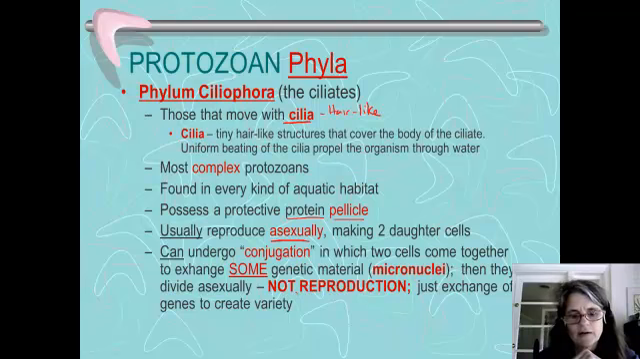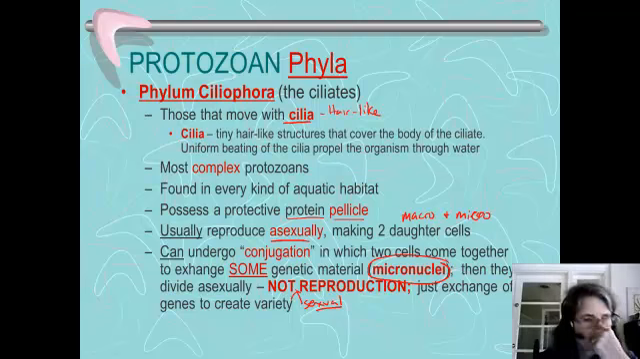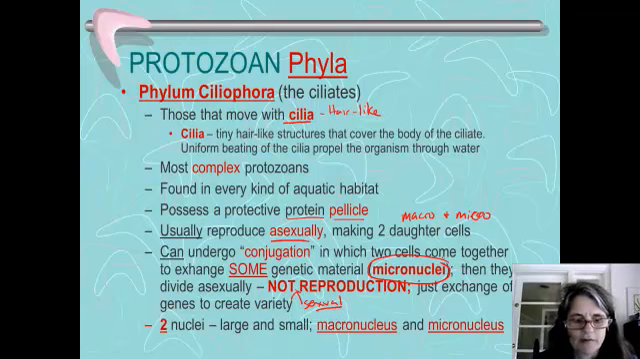I should have written here, this is not sexual reproduction. It is not sex. It is just an exchange of a few genes in something called a micronucleus. They have two nuclei, a macronucleus and a micronucleus. Well, they exchange the small one when they are doing conjugation. It's not sex as in mom gives half the genes, dad gives half the genes into this new offspring. This is not that. This is just kind of an exchange between a couple of ciliates. Okay? There's the micro and macro right there.